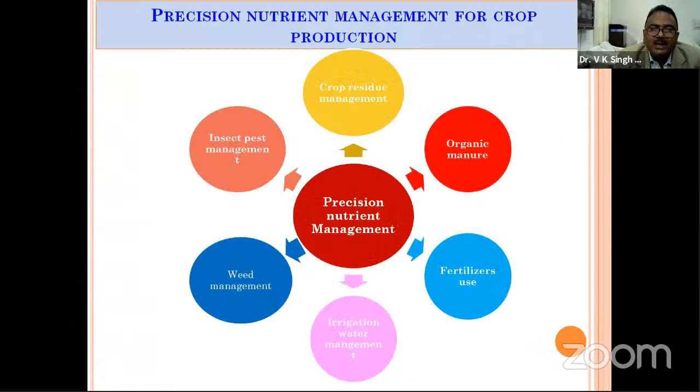I will not go into detail, but I will just put what precision nutrient management is. It's not only nutrient. Many people talk about only fertilizer management. It's management of the whole agronomic package. Then you will get a response to nutrient. For example, if you have residue in your field and you have recycled the residue properly, the precision nutrient management strategy will be different. Organic manure recycling, fertilizer use, irrigation water, that is also very important.